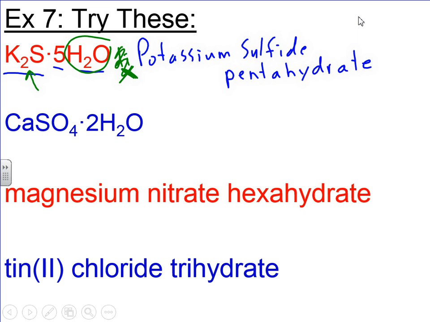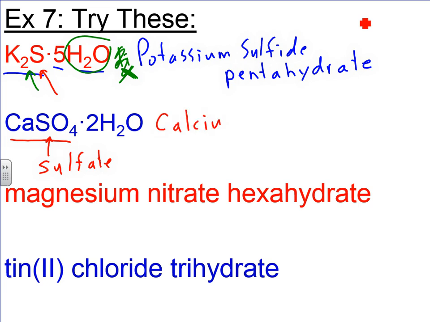The next one is CaSO4·2H2O. So this here has a famous polyatomic ion. This is sulfate. And again, remember, sulfate is different from sulfide. Sulfate is the polyatomic, sulfide is the monatomic. You get calcium sulfate. And as long as we know the prefix for 2, which is di, we can name dihydrate. Calcium sulfate dihydrate.